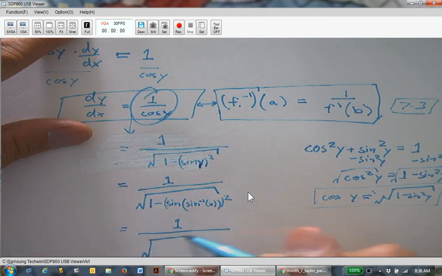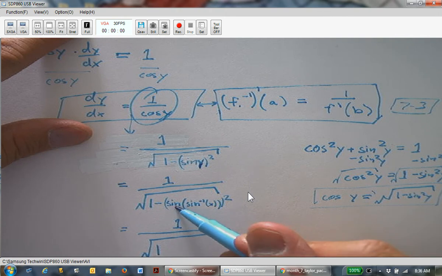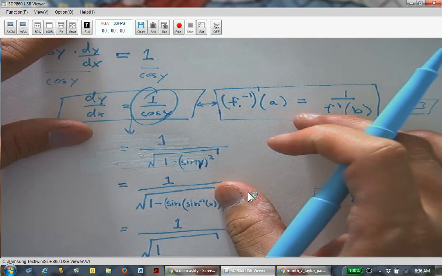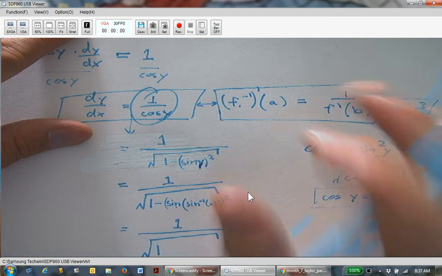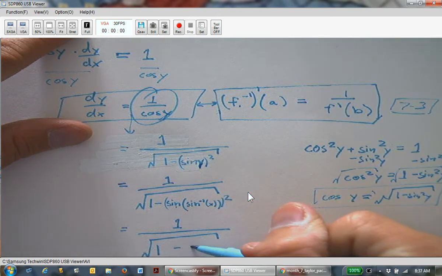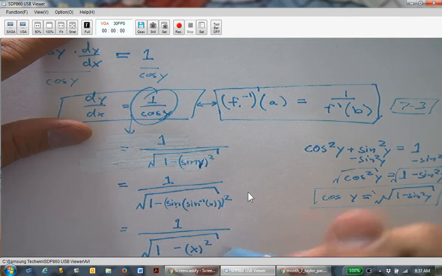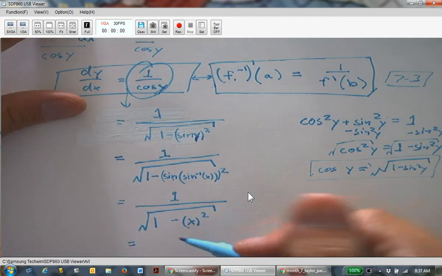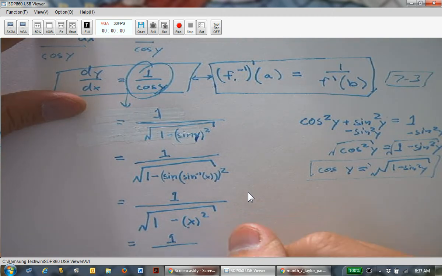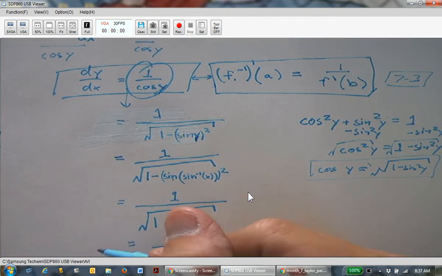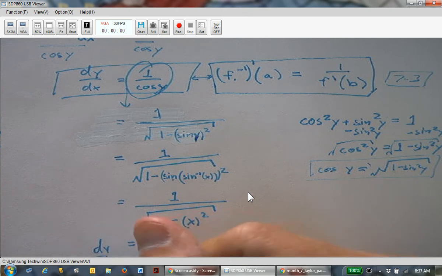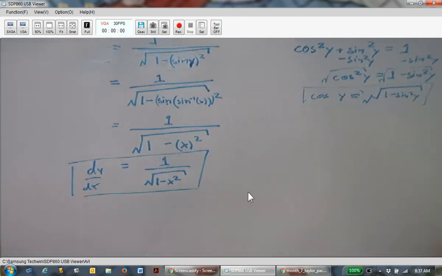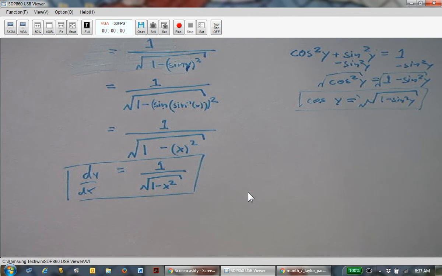It's going to be 1 over, what is sine of inverse sine of x? Let's take it step by step. It just cancels out. It's just x. And then we square that, leaving us with 1 divided by the square root of 1 minus x squared. And ta-da, that's what we have. dy over dx is equal to this. And there we are. That is the derivative of arc sine, okay?